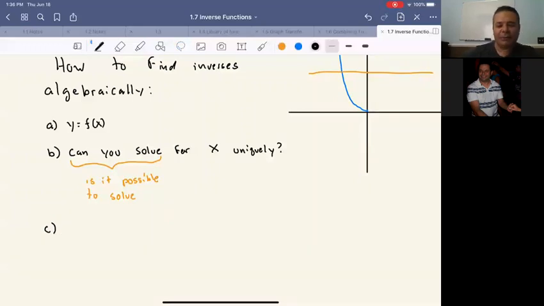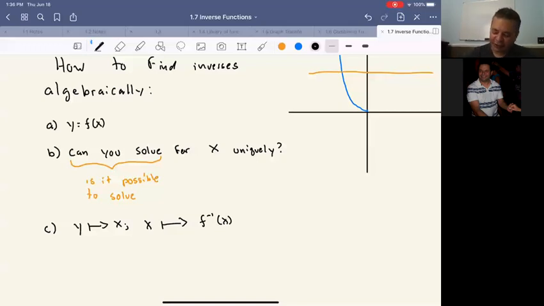Finally, you're going to make a replacement. You're going to take y and change it to x, and x and change it to f inverse of x. So this is the process.